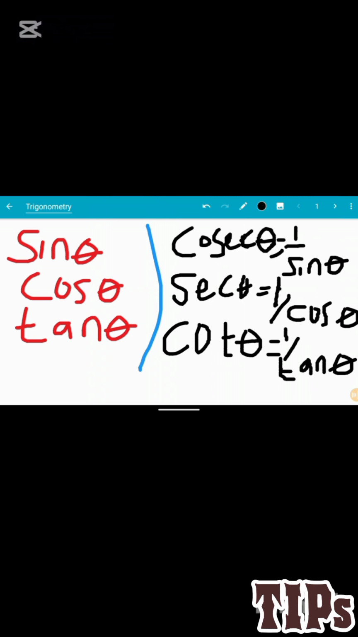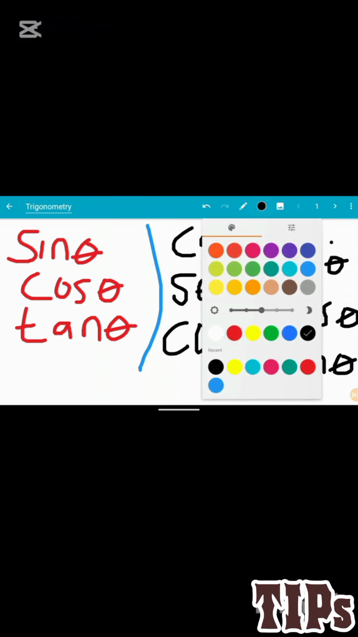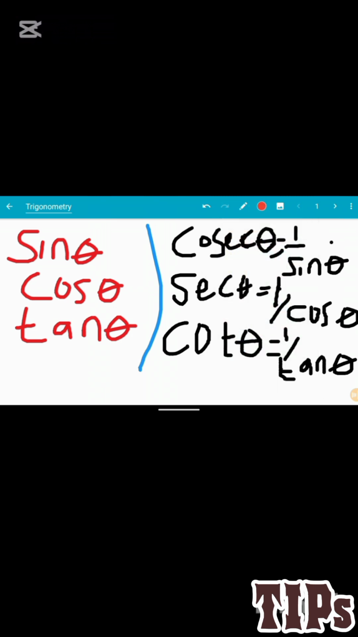The first one is sine theta, the second one is cos theta, the third one is tan theta, and then we have the inverse. I'm really sure you know the inverse of these. The inverse of sine theta is known as cosec theta. The inverse of cos theta is known as sec theta. The inverse of tan theta is known as cot theta, which will really help you for solving trigonometric problems.